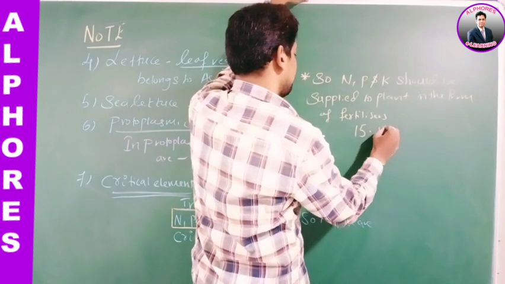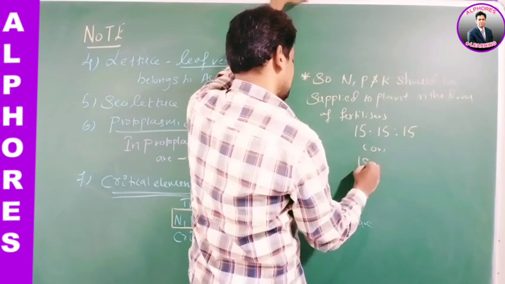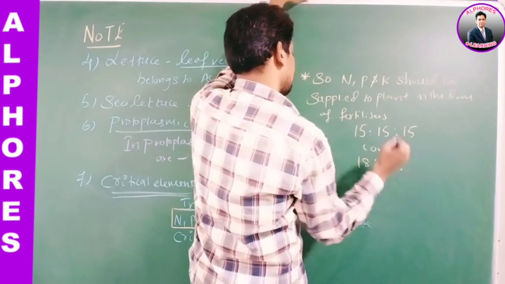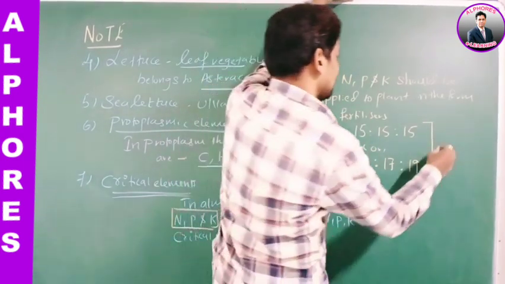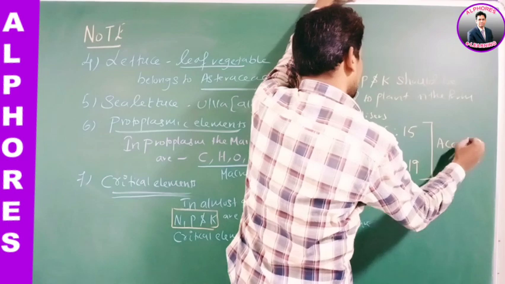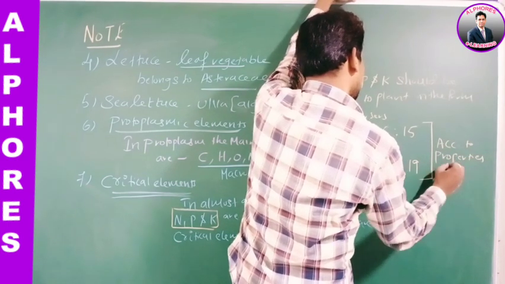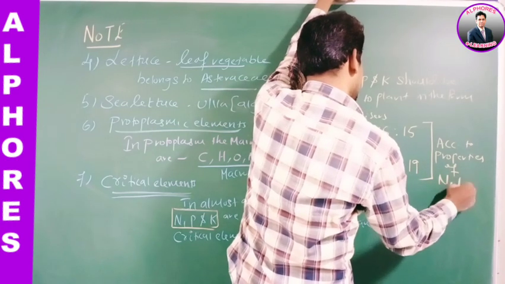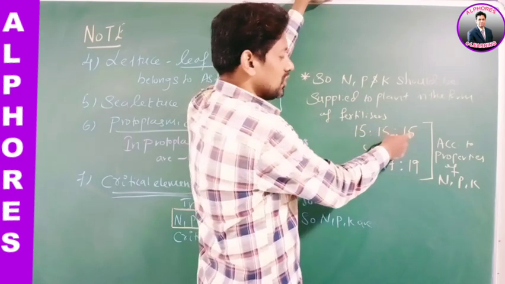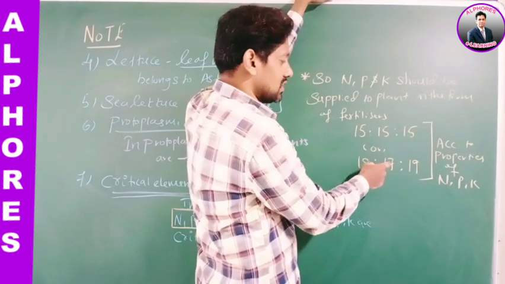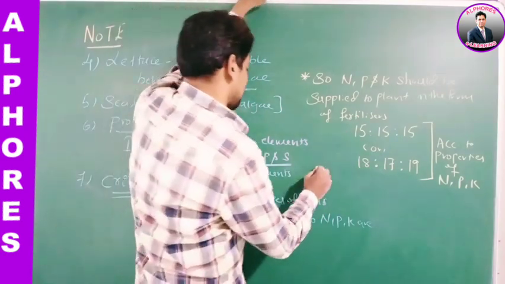15, or 18, 17, 19. What are these numbers? These are according to the properties of NPK. It means how much nitrogen, how much phosphorus and how much potassium is added. Nitrogen, phosphorus, potassium. Is this statement okay? Right? Now go for the next statement.